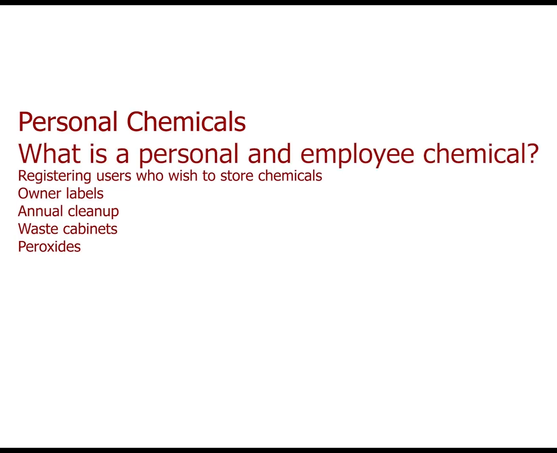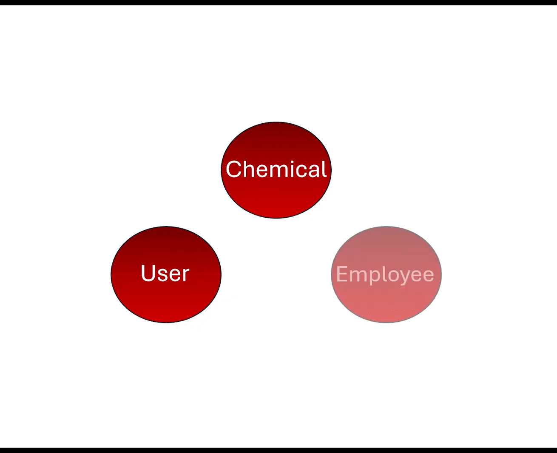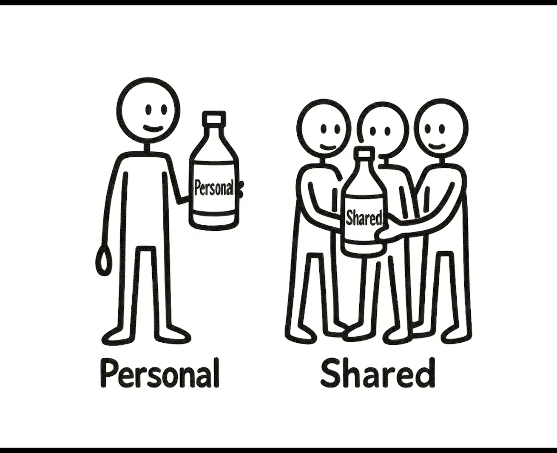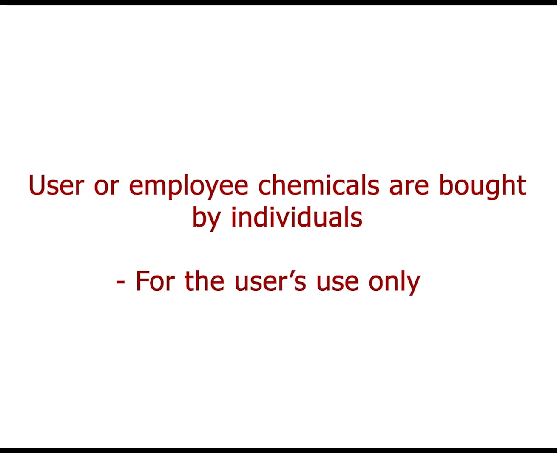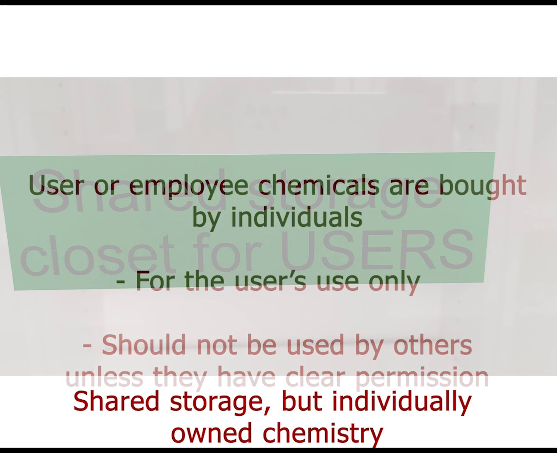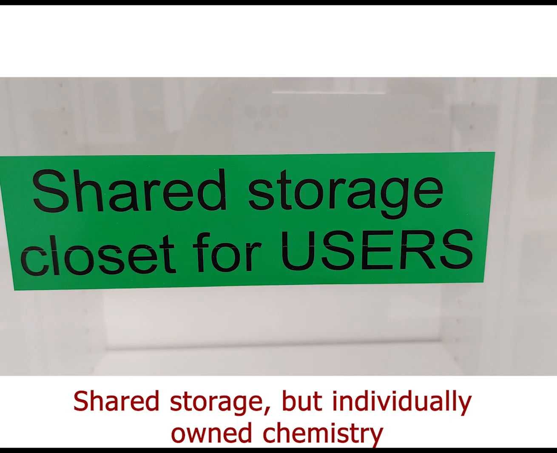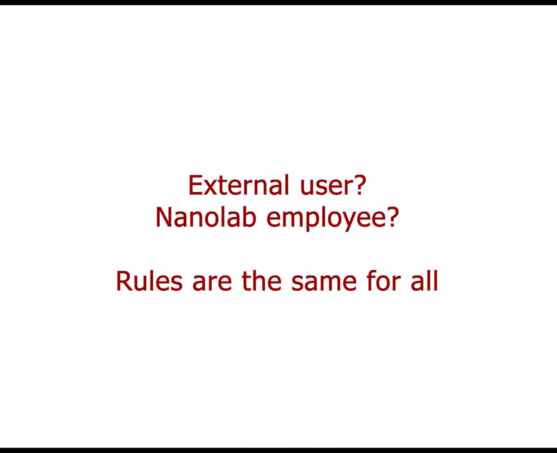What is a personal chemical? A personal chemical can be either user or employee chemicals. It is a chemical bought by another person, and is not considered a Nanolab standard chemical. Personal and employee chemicals are purchased by individuals, meant only for their use, and not to be shared without clear permission. These chemicals can be found in the shared cabinets. While the cabinet is shared by users, the chemicals inside are individually owned. And let's be clear, whether you're an external user or a Nanolab employee, the same rules apply. Ignore them, and you risk losing your access.